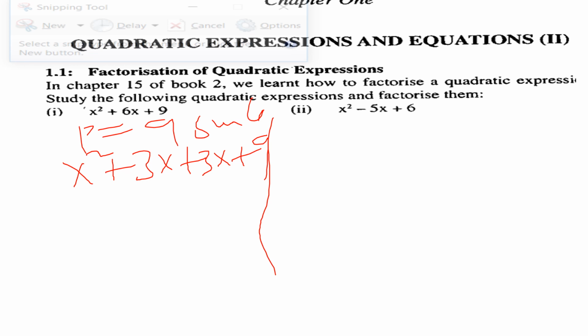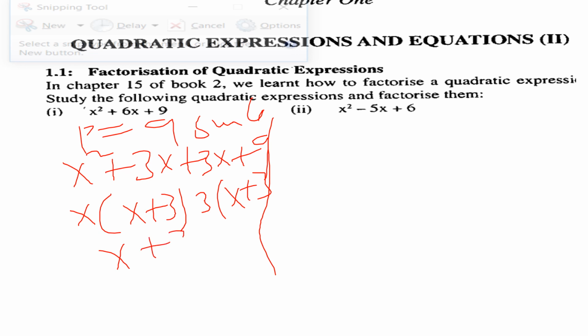So here I can have x being common, and then here I can have x plus 3, and here I can have 3 being common, and then I can have x plus 3. Remember, this expression is divided into two equal parts. When factorized, it can be written as x plus 3 squared, and this results in a perfect square, where you can just take the square root of 9 and the square root of x squared.